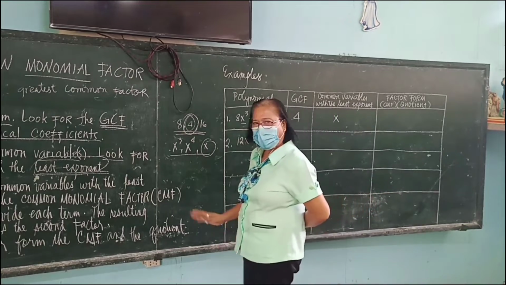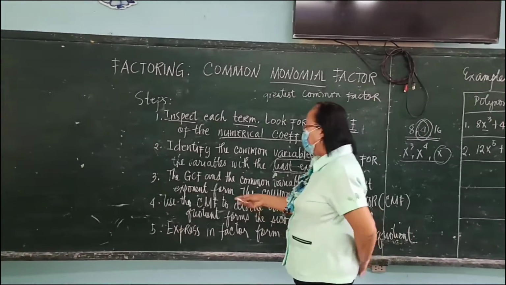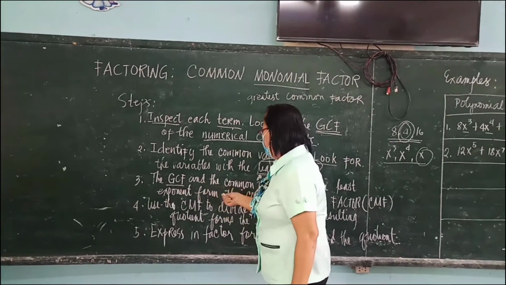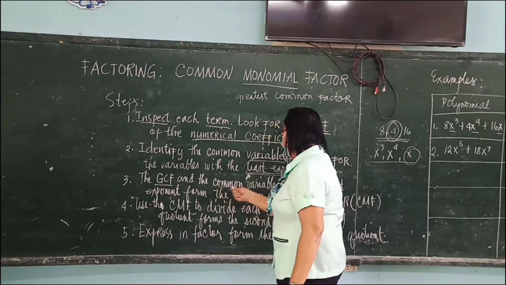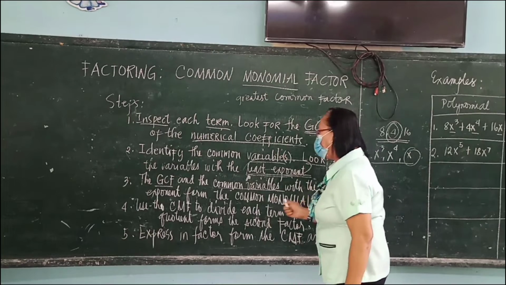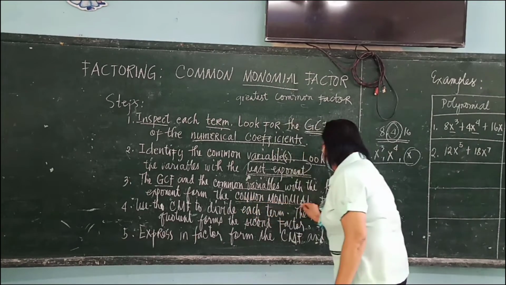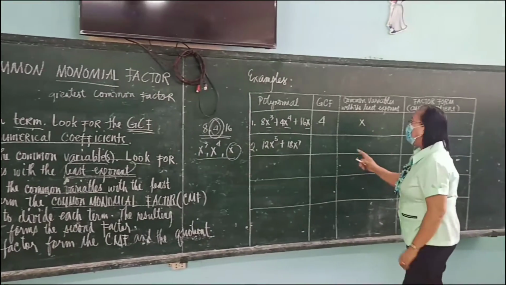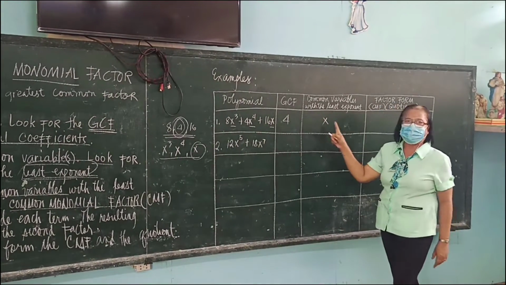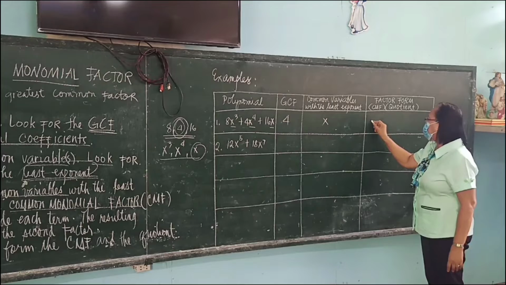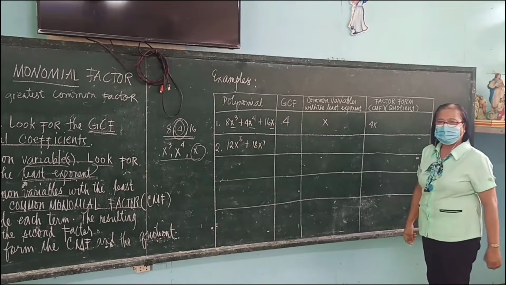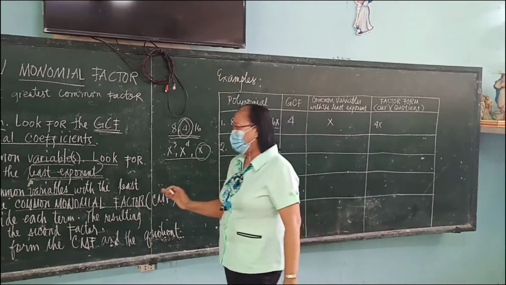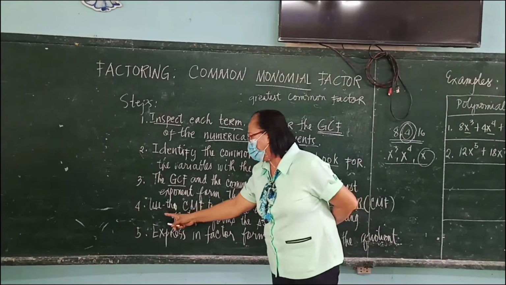The next step is to find the GCF, and the GCF and the common variable with the least exponent now form the common monomial factor, or what we call the CMF. We combine the 4 and the x, so it becomes 4x. Did you understand?